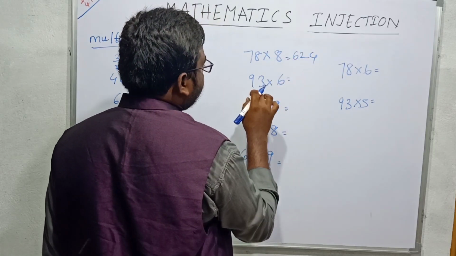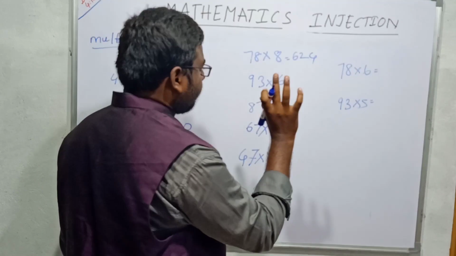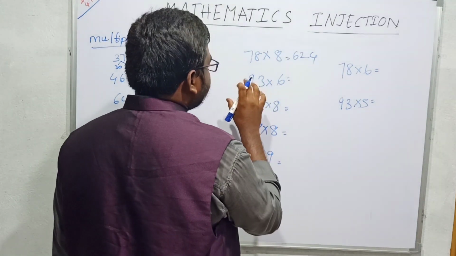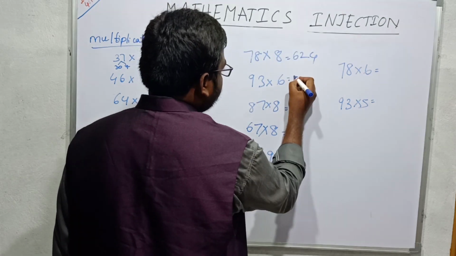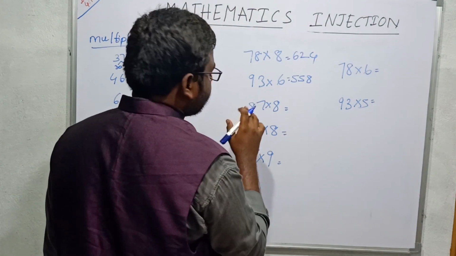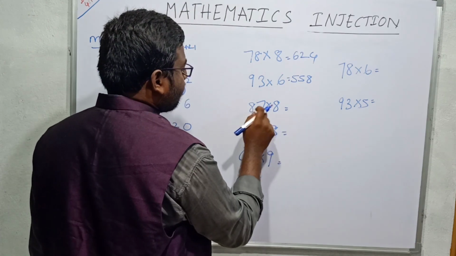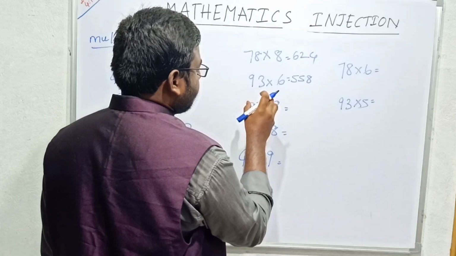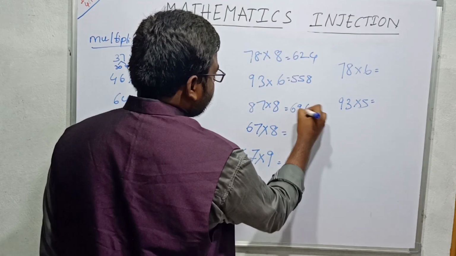6 9s are 54, 54 should be in our mind. 6 3s are 18, 8 will be the unit digit. 54 plus 1 is 55, and 8 will be the unit digit. 8 8s are 64, 64 should be in our mind. 8 7s are 56, 6 will be the unit digit. 5 in 56 is added to 64, 696.